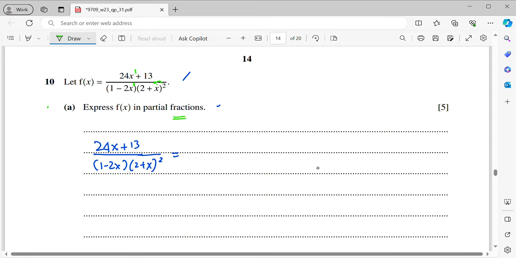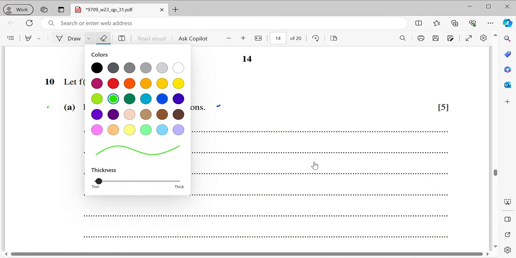Otherwise, if you get the same degree, let's say here power 3 and here is also power 3, or a higher degree in the numerator, that is what we call an improper rational function, then you have to apply polynomial division before the partial fractions. Please take note of this, always check first.